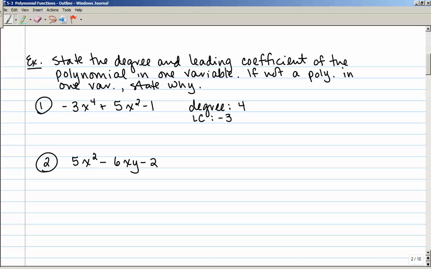Example number 2, 5x squared minus 6xy minus 2. This is actually not a polynomial in one variable because it has both an x and a y. So not a polynomial in one variable, and that's because it has both an x and a y in it.